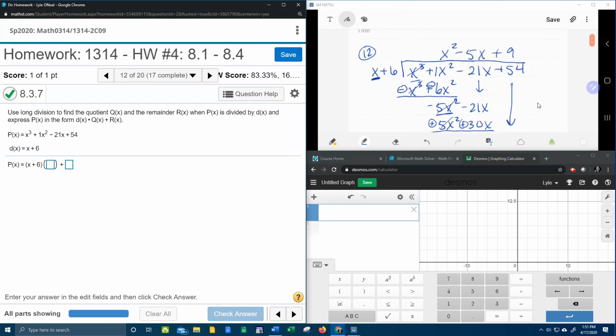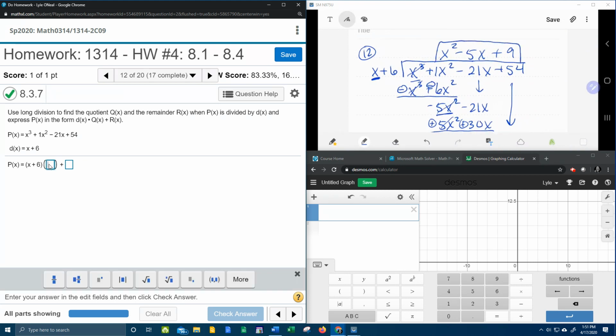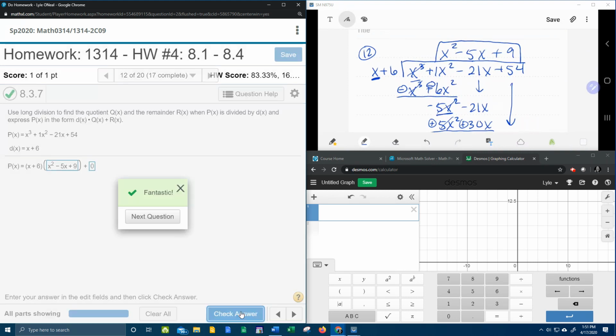So the x squared minus 5x plus 9, that is our quotient, and that goes in this box. X squared minus 5x plus 9, and the remainder is zero. Let's see if I lied to you. No, that is the right answer.